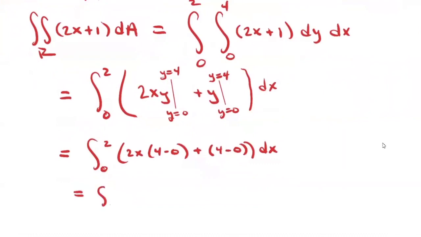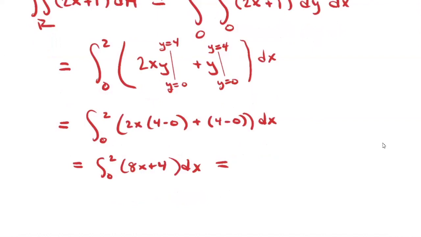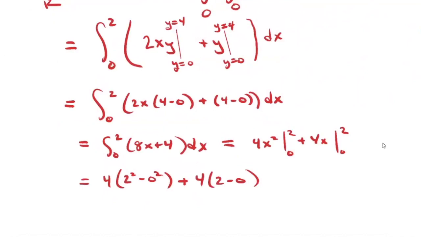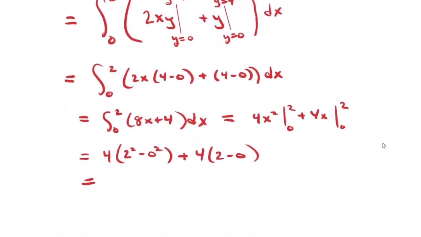Simple integral now. Okay, so now we can say that's 4x squared from 0 to 2 plus 4x from 0 to 2. So you get 4, now this is x squared, so you're going to have a 2 squared minus 0 squared. And then plus 4 from 0 to 2, so it's 2 minus 0. So I think we're going to get 4 times 4, right? So 16 plus 8, is that 24?